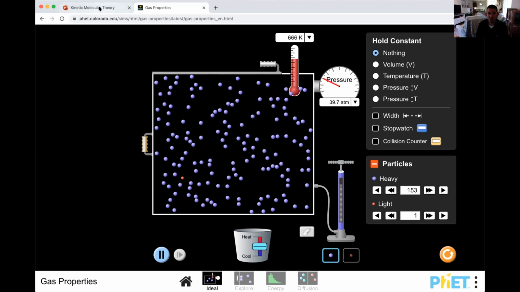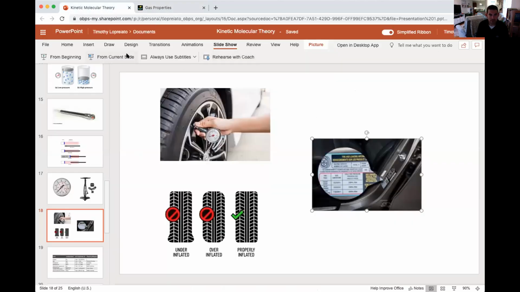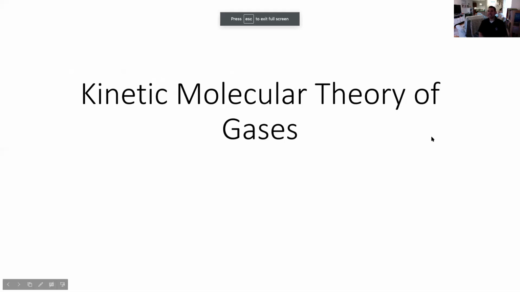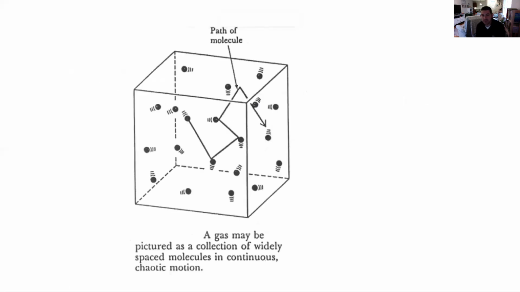Let's move into our notes now. All right, so we are looking at the kinetic molecular theory of gases. You'll sometimes see it abbreviated as KMT. All right, so the idea is just like that simulator showed, the gases are going to be little particles and they're going to move in straight lines until they collide with something.